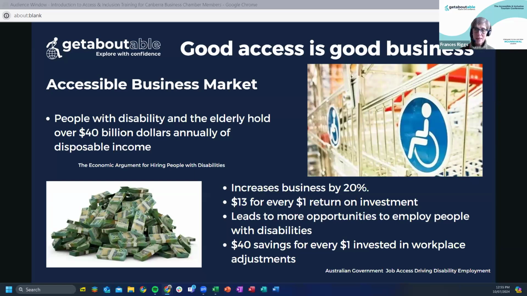The Job Access paper in March 2023, entitled "The Compelling Case for Disability Employment Australia", busted the myth that the cost to employ people with disability is high, outlining that the cost to accommodate employees with a disability is no more than to support those without disability. And these adjustments are usually cost effective. One study has estimated a $40 saving for every $1 invested in workplace adjustments. People with disabilities, their carers, families, and friends, that's 1 in 3 Australians, represent a substantial opportunity to business.